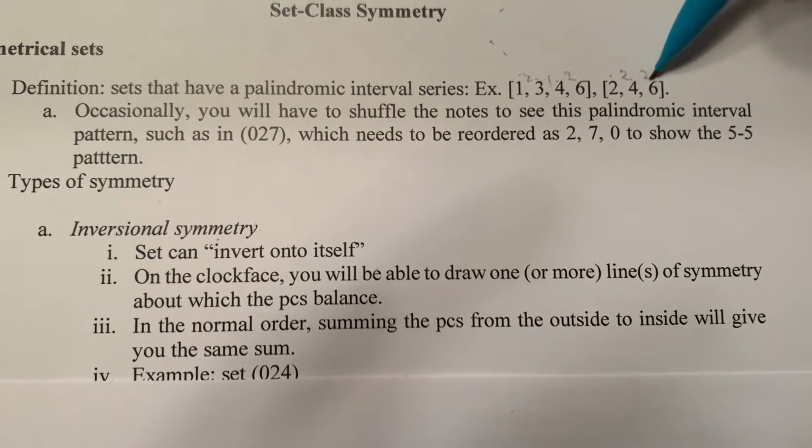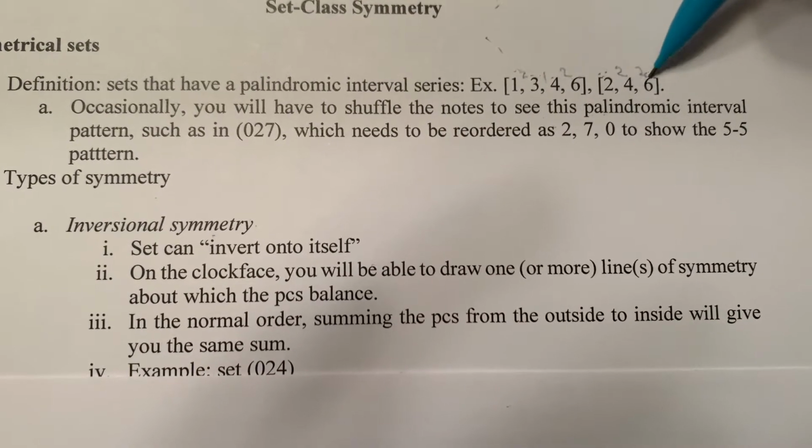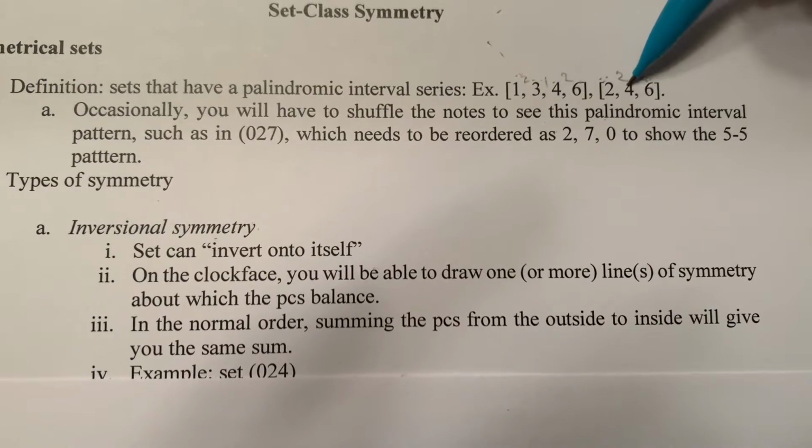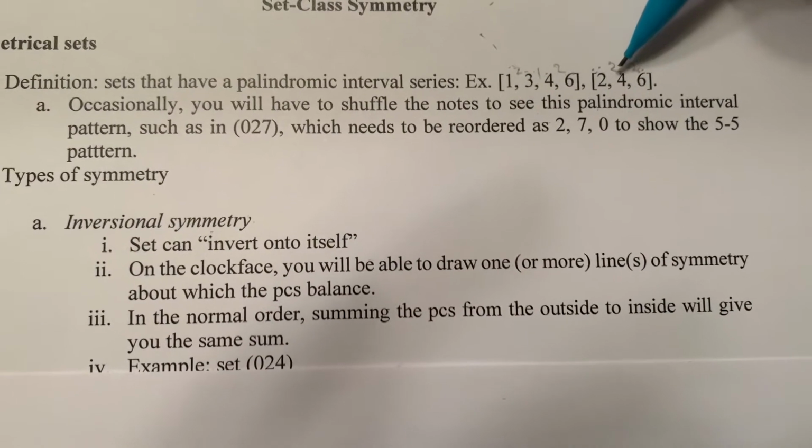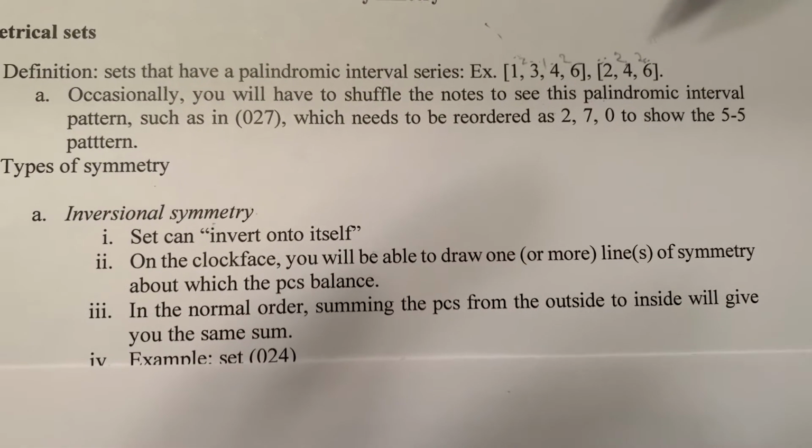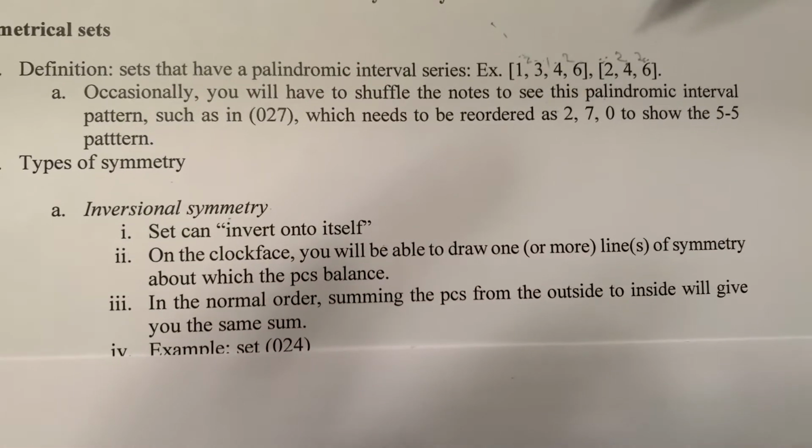Over here, 2 and 6 sum to 8, and then the middle note on its own, 4 and 4, sums to 8. That will be another giveaway. It just depends on what you have in front of you to tell that you're dealing with a symmetrical set.